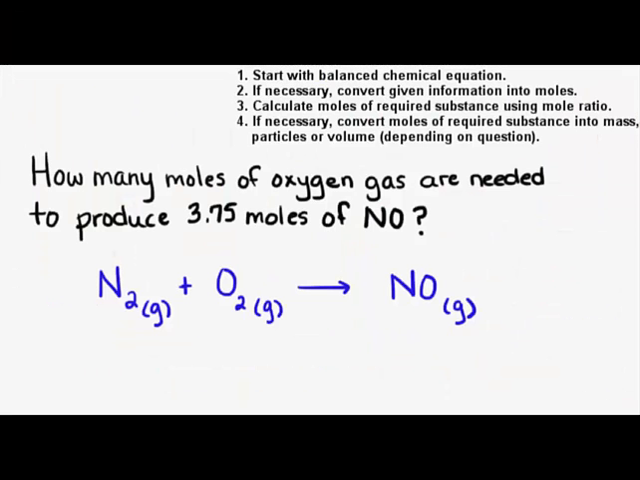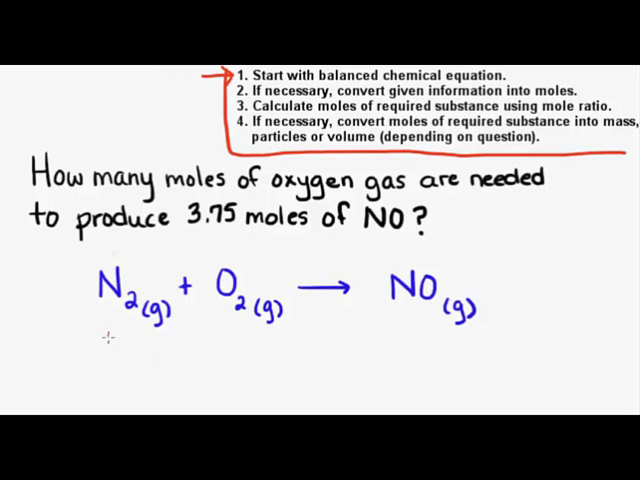Here's our first example problem, and notice that I've copied the method in the upper right corner for us to refer to. The problem asks how many moles of oxygen gas are needed to produce 3.7 moles of nitrogen monoxide. And the very first step that you should always take is to check and make sure that the chemical equation you're given is balanced. Let's check this one.